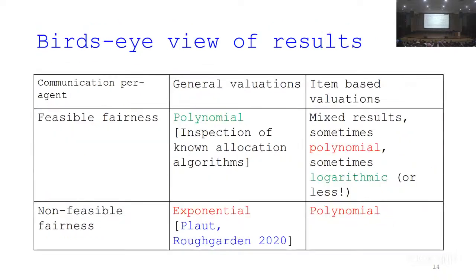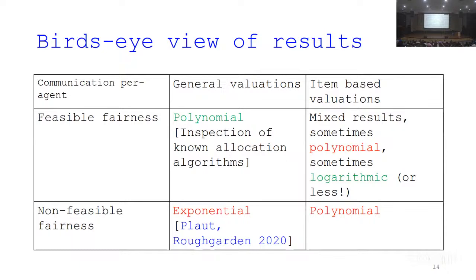Okay, so here's a bird's eye view of the results. We'll start with general valuations. If you look at feasible fairness notions, indeed we find that you can always find allocations using polynomial communication. And if you look at non-feasible fairness notions, as a rule of thumb, you always require exponential communication. This was shown in a paper by Plaut and Roughgarden.